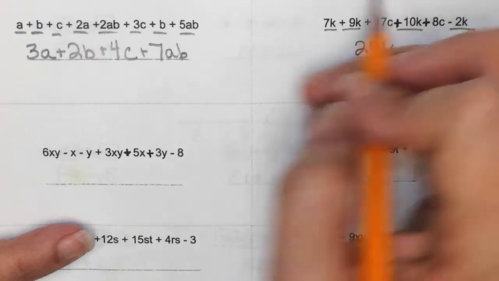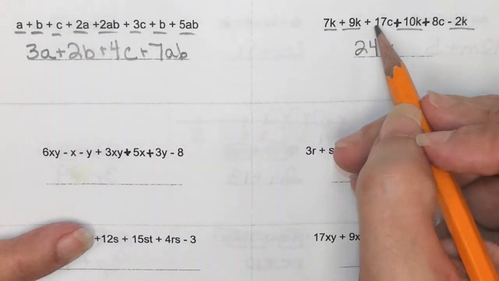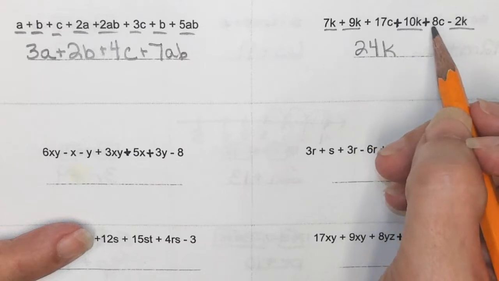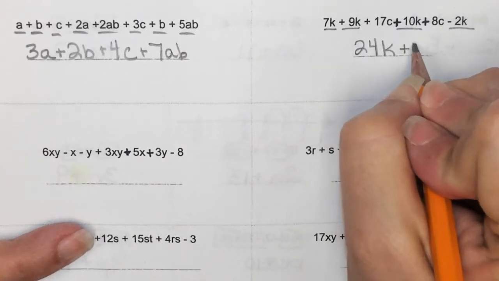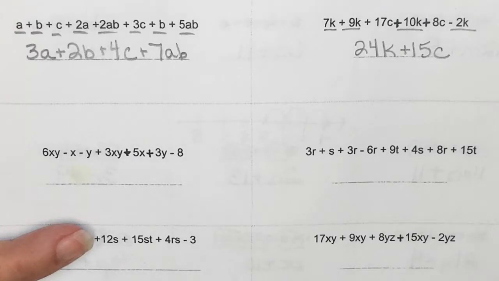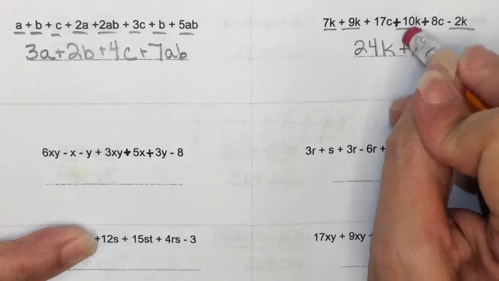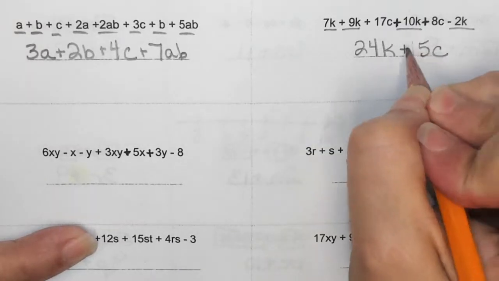That's fine. It doesn't matter the order as long as you've got the right numbers with the right letters. 17C plus 8C is 15C. Wait, how's it? No, wrong one. 17 plus 8 is 25.